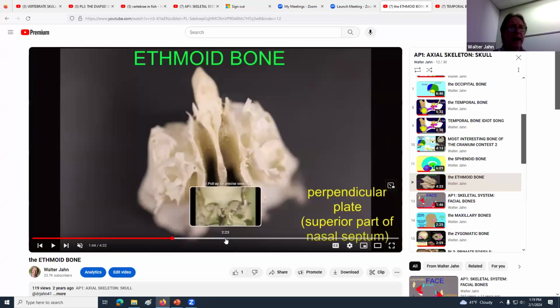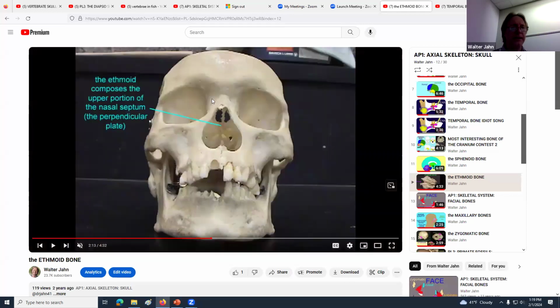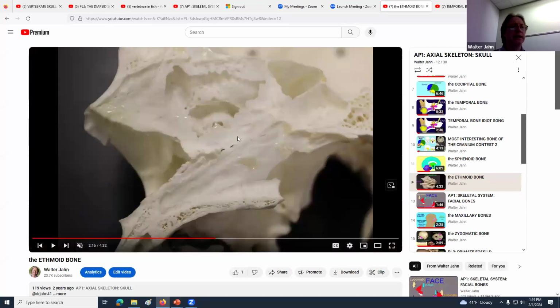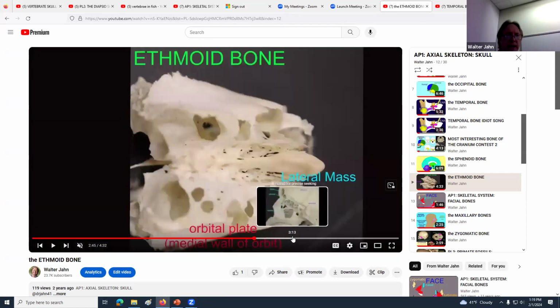And the ethmoid also makes up part of the nasal septum. So if you look up a skull's nose, you'll see that there's a plate that separates the nasal cavity into 2, left and right halves. There's a bone of the face called the vomer that makes up the bottom half, but the ethmoid makes up the upper half. So the ethmoid makes up one of the 2 parts of the nasal septum.